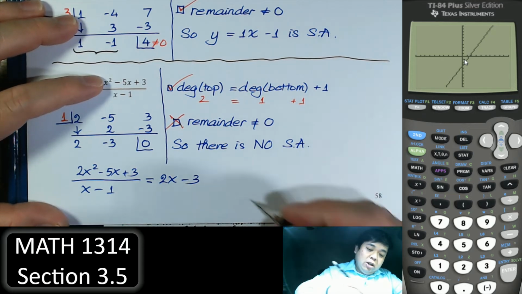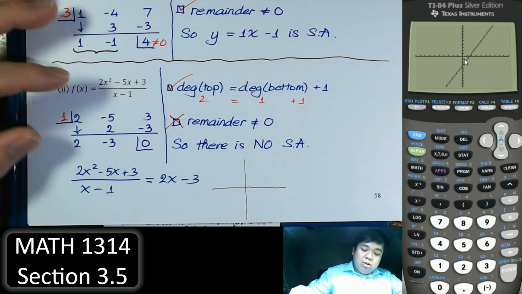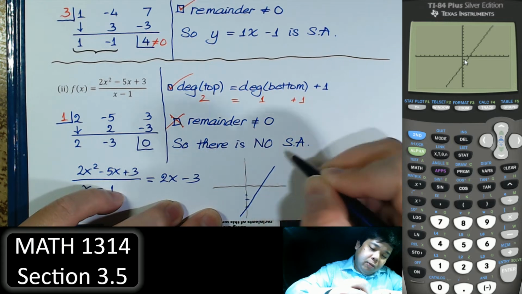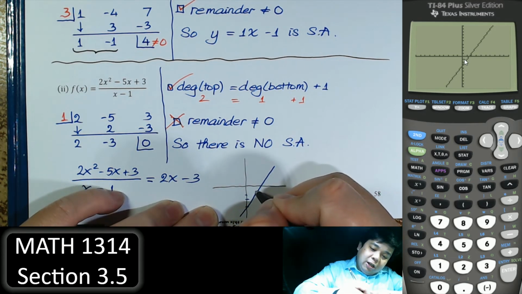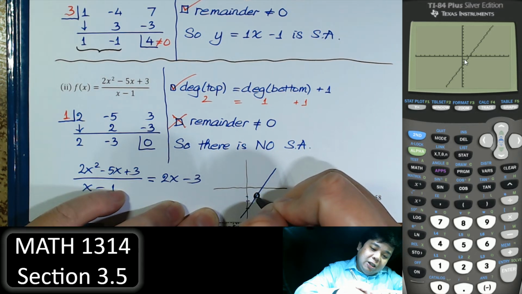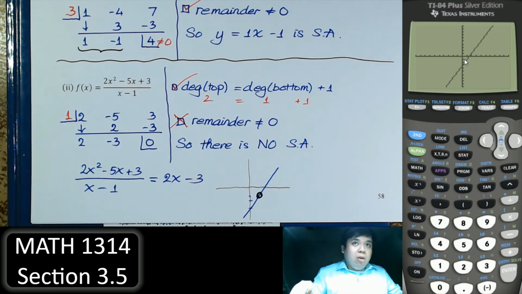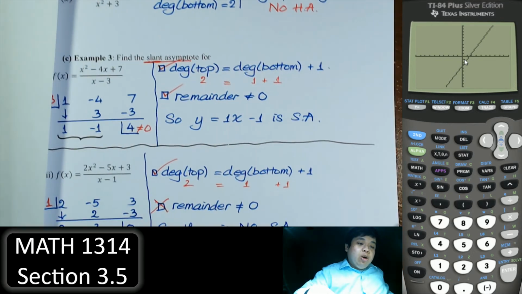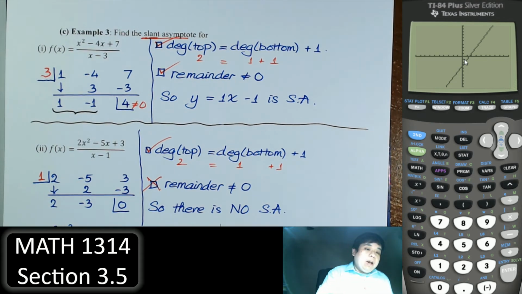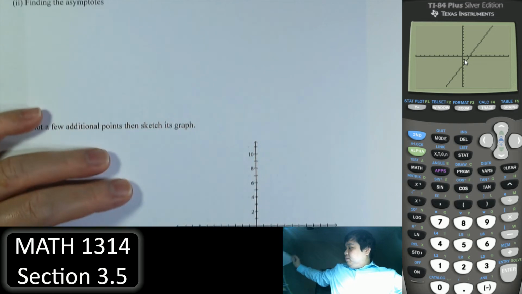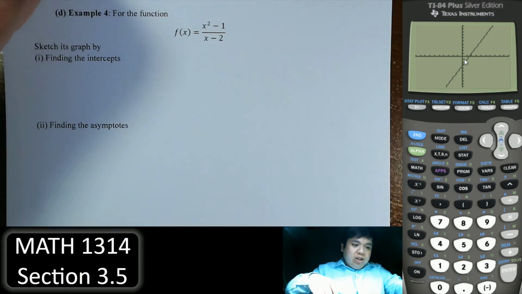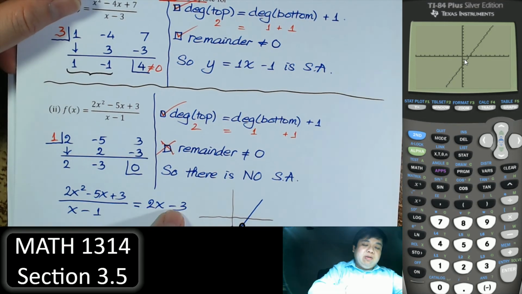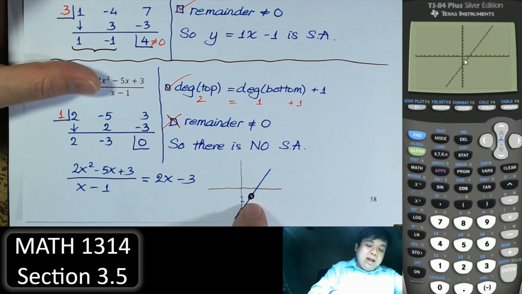So if we're going to sketch the graph, this is just 2x minus 3 except when x equal to 1, there's a hole in it, because it's still undefined when the bottom equal to 0. Right. So slant asymptote, degree on top is 1 more than the bottom, but remainder is not equal to 0. Otherwise, we just have a hole on whatever it is simplified to. It is simplified to a line, and so a line with a hole.